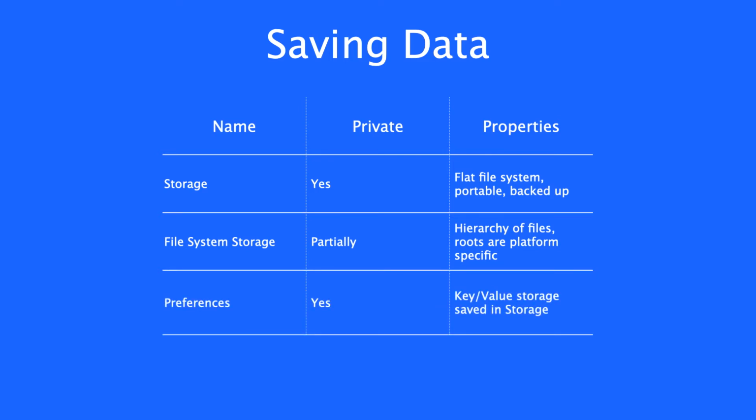Preferences is a key value store, which we use to store simple things. It's built on top of storage and as such has similar behavior. It features a trivial get-set API you can work with easily.